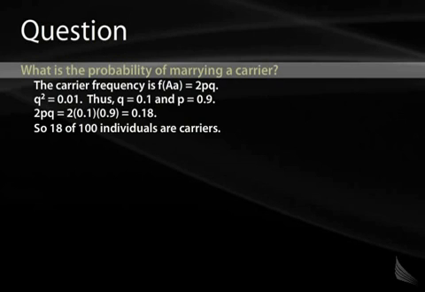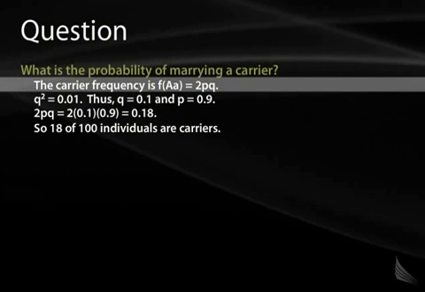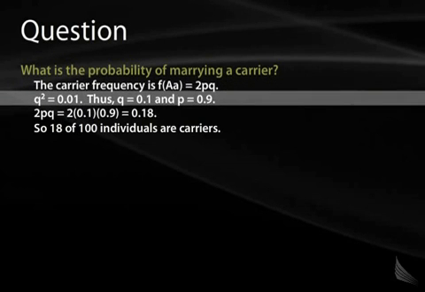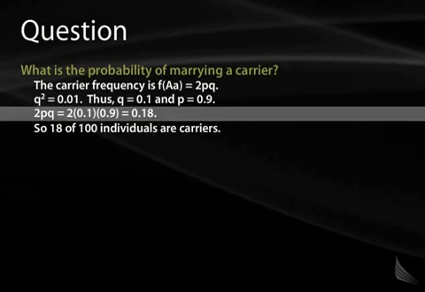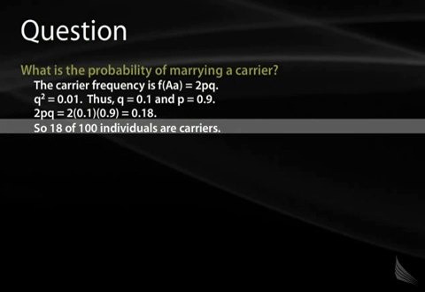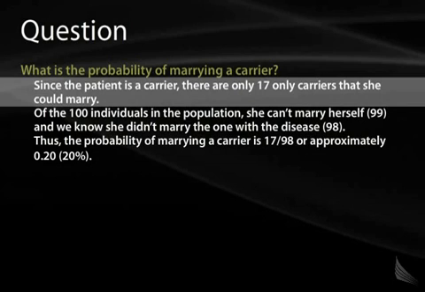First question, what is the probability of marrying a carrier? The carrier frequency, remember, is 2pq. Q squared is 0.01. We know that Q, therefore, is 0.1 and P is 0.9. These are the same numbers that we worked out in that last problem. So 2pq is 0.18, and 18 of 100 individuals are carriers. Now, we have to take this a little bit further. What is the probability of her marrying a carrier? Since the patient is a carrier, there are only 17 carriers that she could marry, right? There's 18 total in this population of 100 people. We know that the female we're talking about is a carrier. That means there's only 17 possibilities left that she would marry a carrier, right?